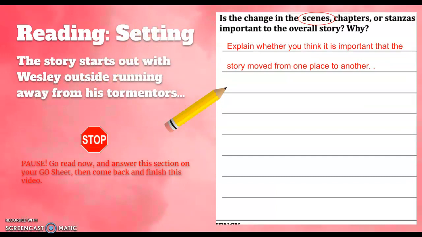All right, guys, so lastly with scenes again. We talked about how it starts with Wesley running away from his bullies. So you're going to find this section of your Go sheet that asks basically, do you think it's important to the overall story that the scenes changed and why? So, thinking to the story of Westlandia, would the story have made sense and worked if Wesley had just stayed outside being chased by his tormentors the entire time? Did it need to move to other places? Like I know at one point he's inside his home. He goes into his backyard. Is it important that he moves to these other places? Why? If you don't think it's important, tell me why you don't think it's important.